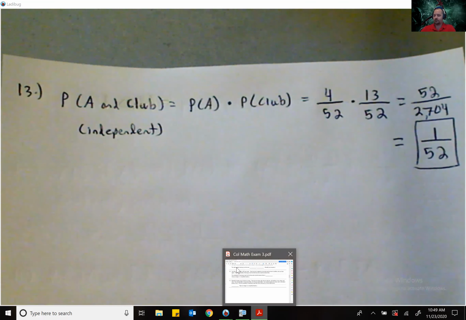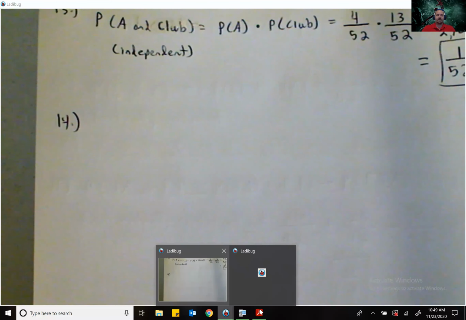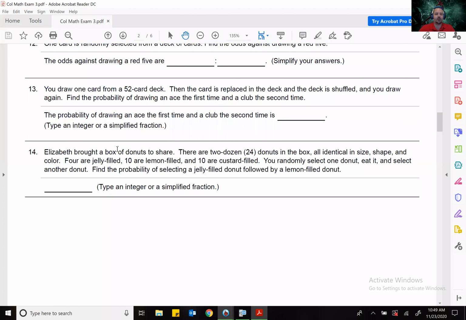All right, 14. It says Elizabeth brought a box of donuts to share. There are 24 donuts in the box, all identical in size, shape, and color. There are 4 jelly-filled, 10 lemon-filled, and 10 custard-filled. You randomly select one donut, eat it, and then select another one. Find the probability that you choose a jelly-filled, and then you choose a lemon-filled.